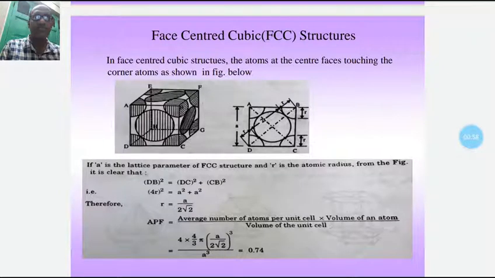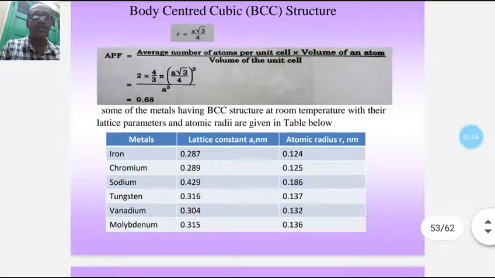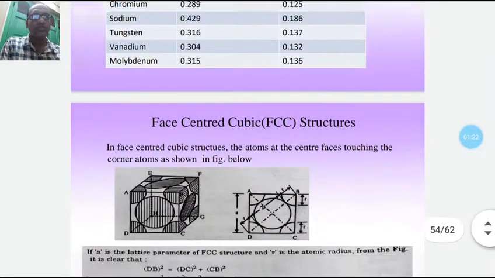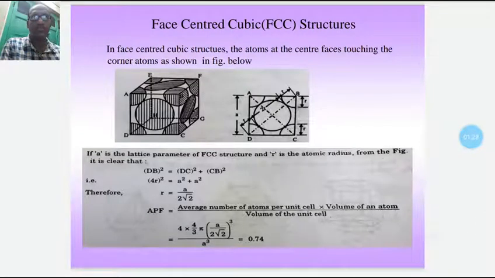And for a BCC structure it will be 0.68 as we have shown, and 68% of its volume is occupied by atoms and the remaining is vacant. Some examples of the BCC structure at room temperature, as we have given, are iron, chromium, sodium, tungsten, vanadium, molybdenum. So today in this session we will discuss the face centered cubic structure, and how to find the APF of the face centered cubic structure.